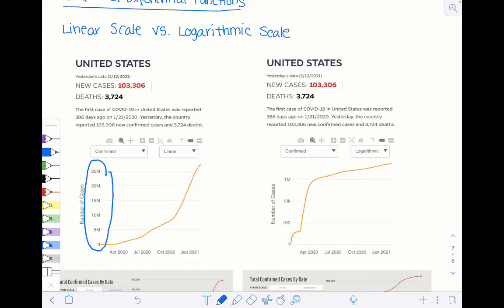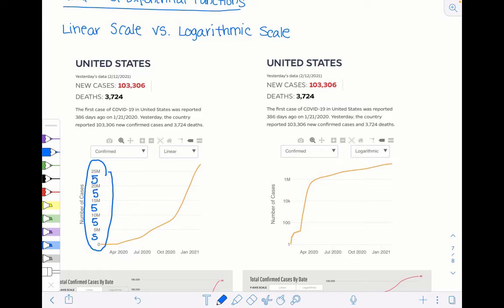So here, this is like in 5 millions. So it's like there's 5 here, and then it increases by 5, it increases by 5 again. So there's a consistent increase as you go up on the y values. So that's what it means to have a linear scale. So again, the one that's most commonly used.